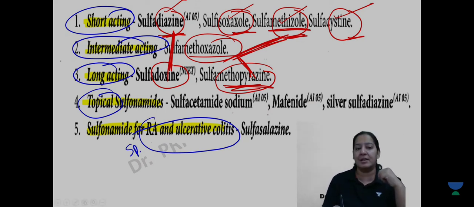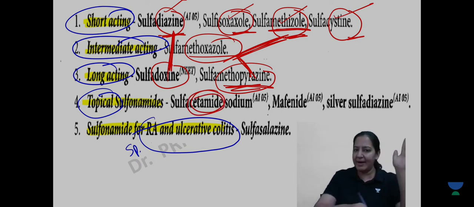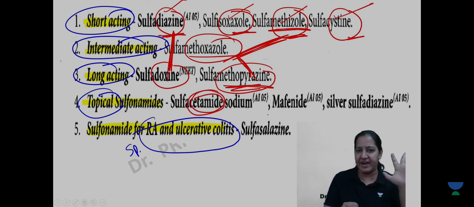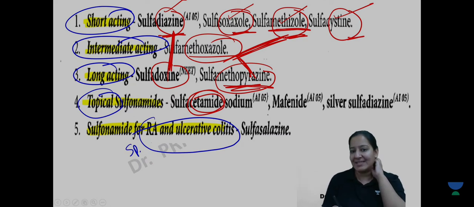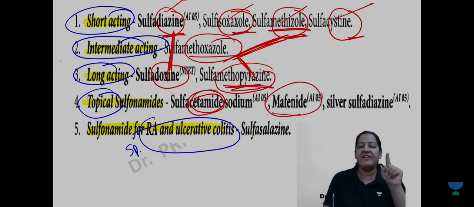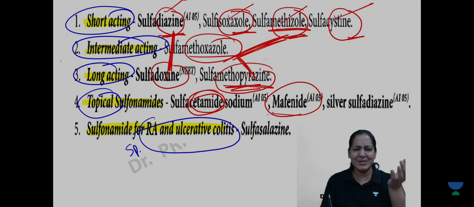Coming on the topical, they are easy to identify. In the topical, one is sulfacetamide sodium. So acetamide is nowhere else. It is unique. So you will identify it. Sulfacetamide sodium. Mafenide is not starting from sulfa. So it is also unique. You will identify that it is the topical one.